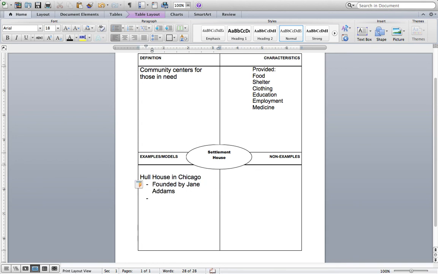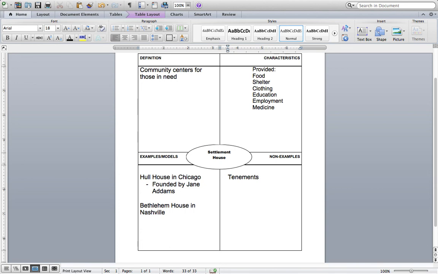Another example of a settlement house in the state of Tennessee was the Bethlehem House in Nashville. So that's just another example, more close to home. Now, the opposite of a settlement house would be those tenements where people were living. Those were the situations people were trying to get away from, and settlement houses gave them a place to go, where they could get away from those conditions for a little while.